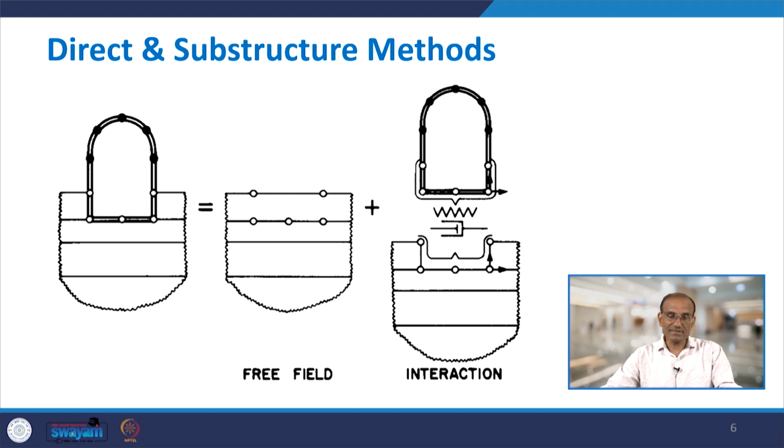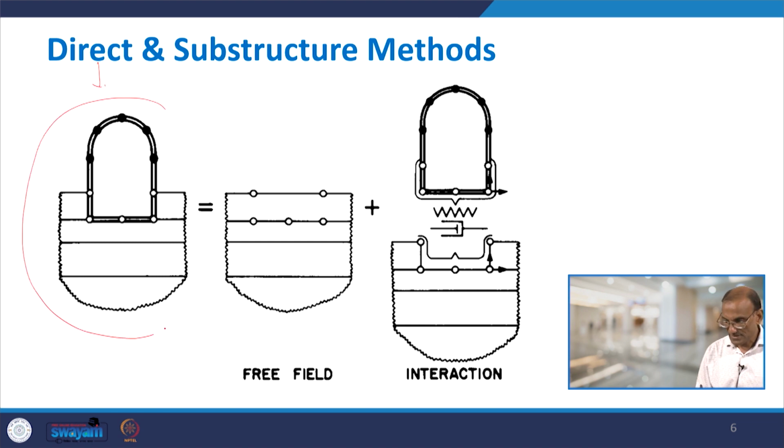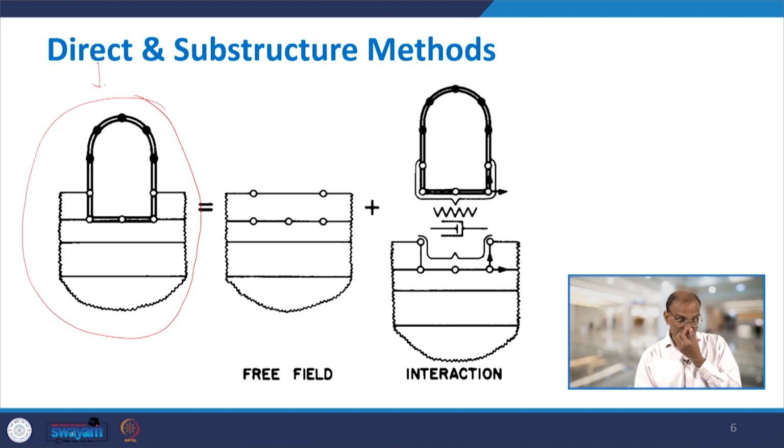So, direct and substructure method. The first one, this side, is the direct method. So, the first one is basically the direct method up to this one. Here you are considering the whole system together. That means you are considering both the structure as well as the foundation part together. But in the substructure method, you separate out the foundation part and the structure part.